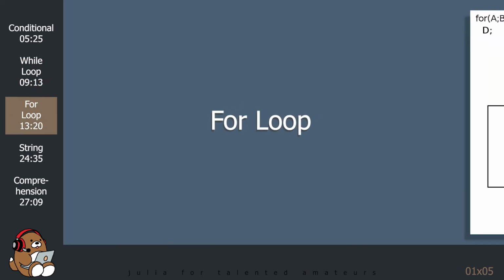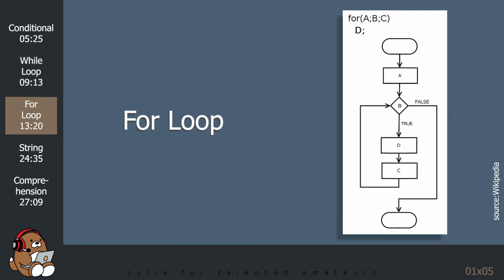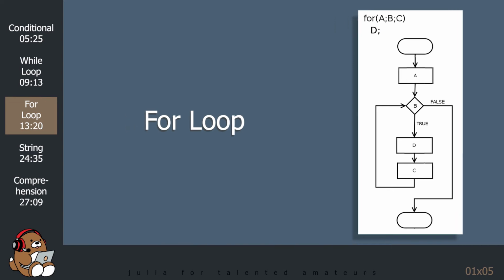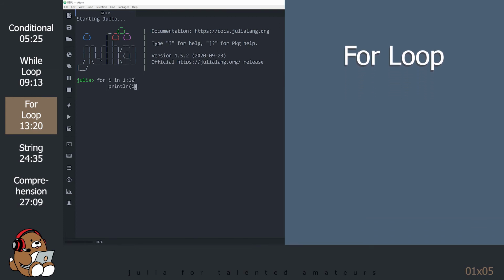A for loop repeats code for a specified number of iterations. Unlike the while loop, which continually evaluates a boolean to determine whether or not it should repeat, the for loop is told explicitly how many times it is to repeat. Once the number of iterations has been reached, the for loop ends. Here's an example of a for loop.